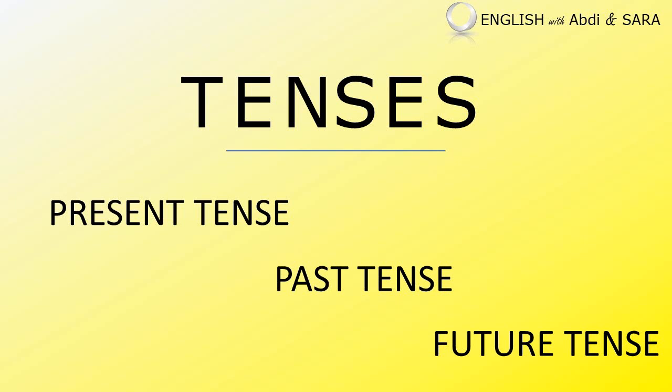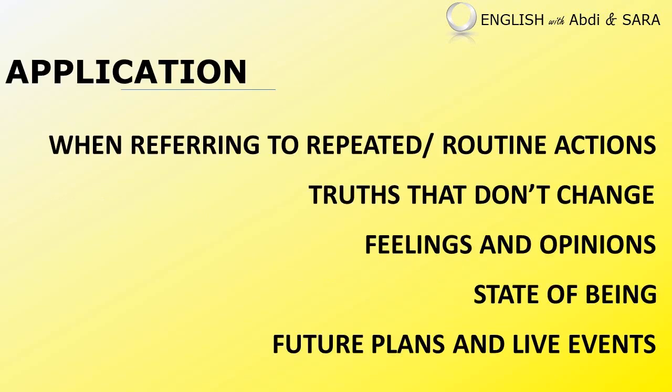Tenses are divided into three major groups: present tense, past tense, and future tense. These are further subdivided into 4 groups each, which gives us a total of 12 tenses in English language. Today we are going to look at simple present tense, which is the most commonly used tense in English.